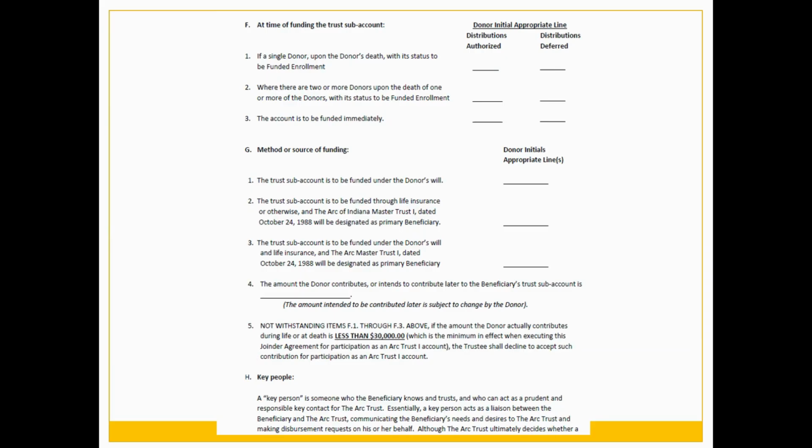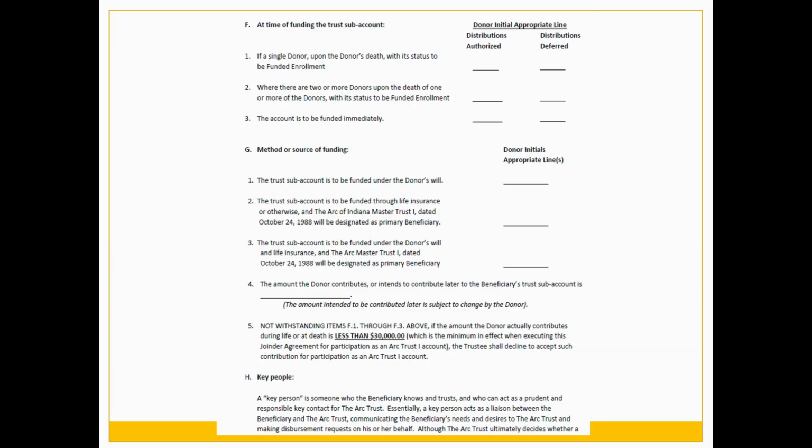Under method of funding, section G, number 4 does ask about the anticipated contributions into the beneficiary's trust. That helps us estimate what the dollar amount is going to be. If the donors do not know what the anticipated dollar amount is going to be, that is okay. You are welcome to leave this section blank.